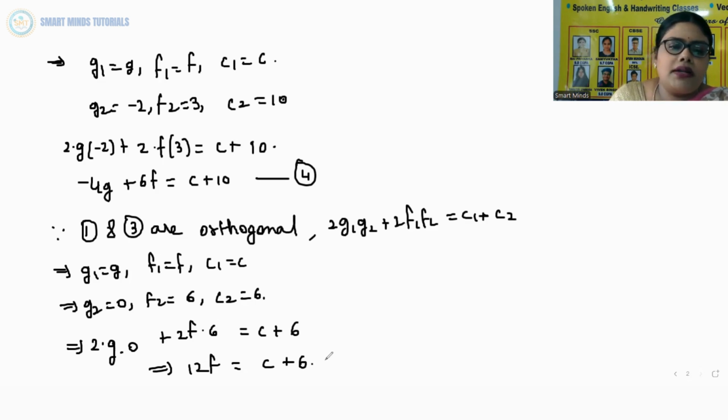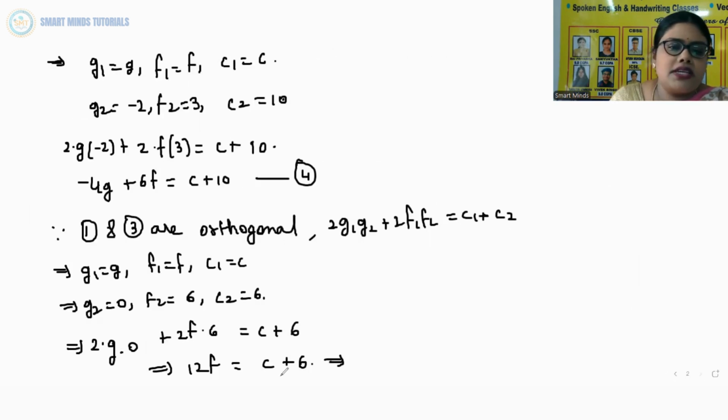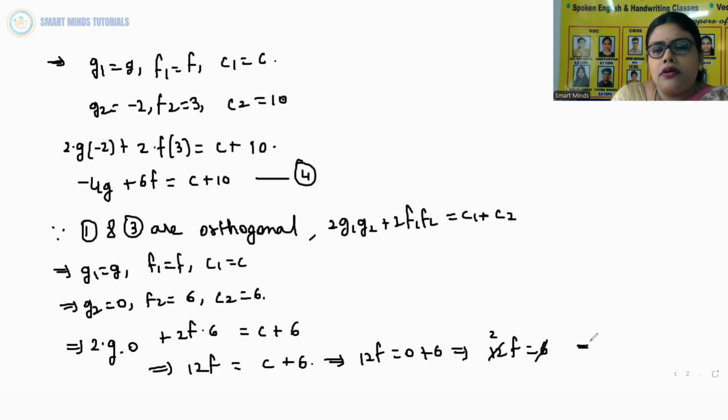But we know that c is 0, right? Just now we got to know that c is equal to 0. So we substitute c is equal to 0 here. So you will get 12f is equal to 0 plus 6, 12f is equal to 6. 6 ones are 6, 6 twos are 12. So f is equal to 1 by 2. We take 12 to the other side, so f becomes 1 by 2.